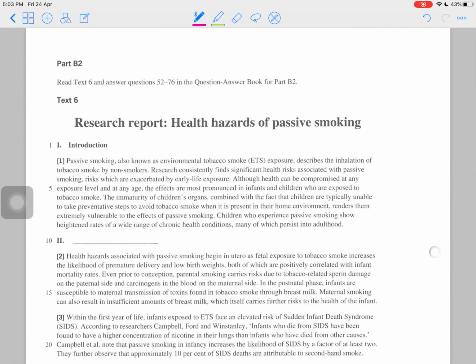So I'd like to start off with a short summary of the passage or the text type, and we'll go over just a few questions to give you some pointers as to how to complete some of the questions. So right off the bat, we like to talk about the text type. If you look at the title, right away they tell you what the genre of the text is. It's a research report.